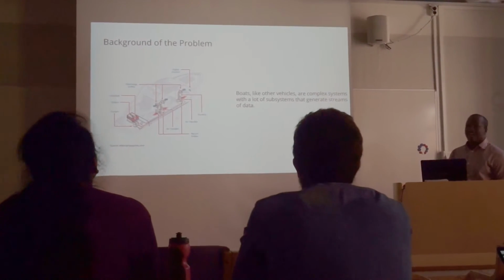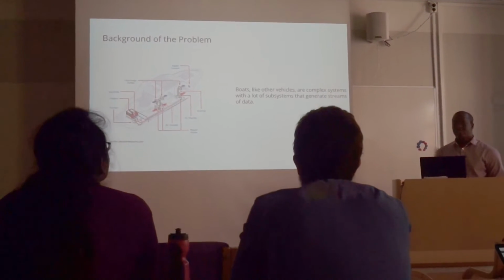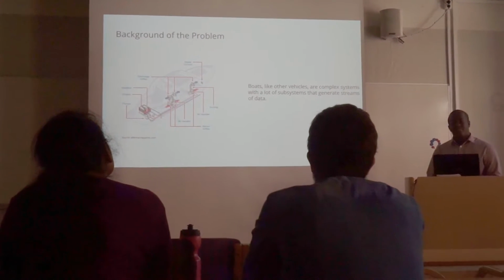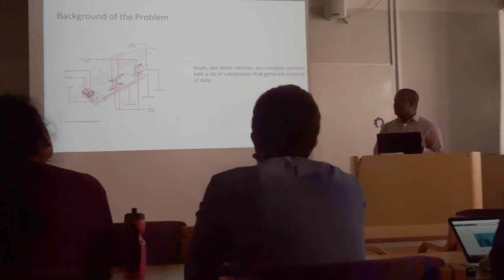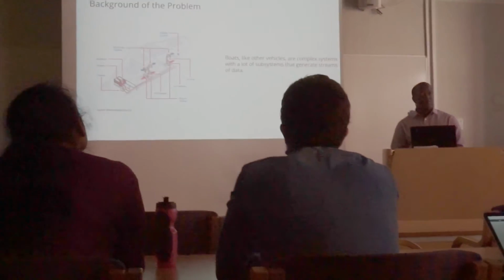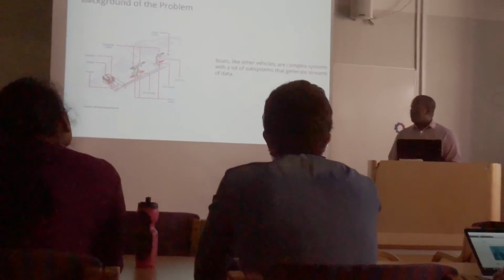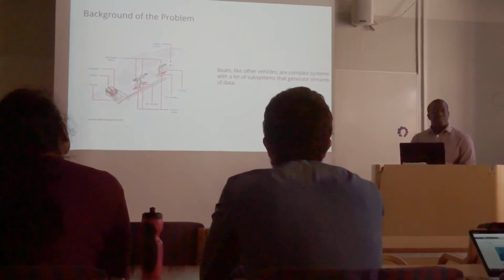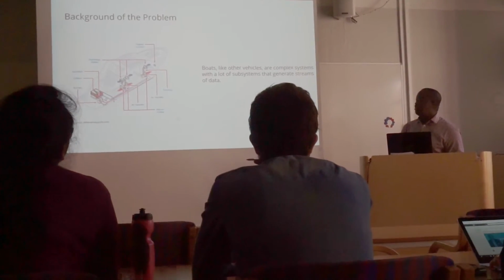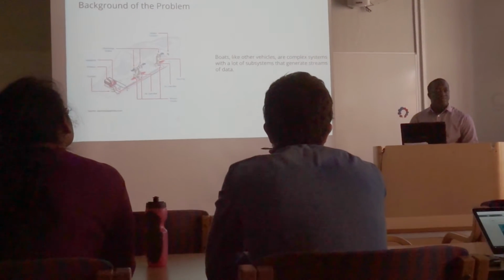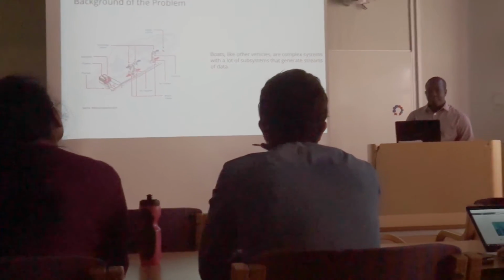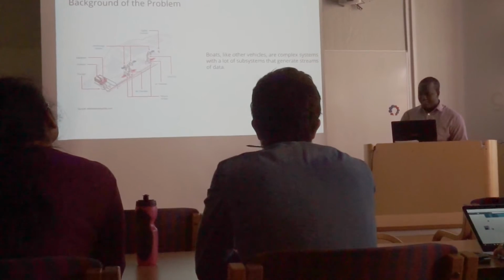Boats, just like other vehicles, are complex systems which contain a lot of subsystems in which these subsystems have been controlled with the thing called electronic control unit, which are small computers, and these ECUs basically generate different data that could be overused if they are properly used, if they are used at the right time.